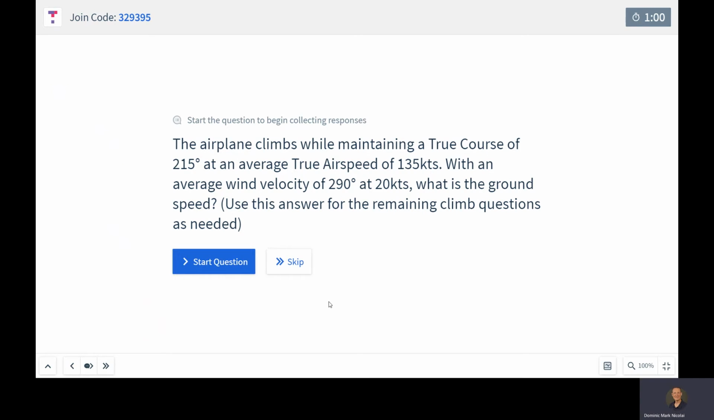In this one we're going to look for ground speed. True course of 215, winds are 290 at 20, and a true airspeed of 135 knots. What is the ground speed?